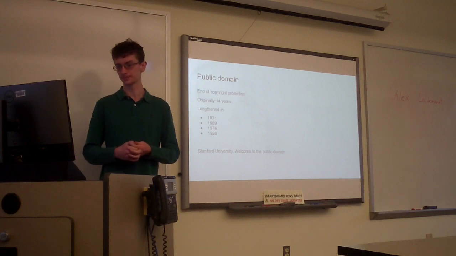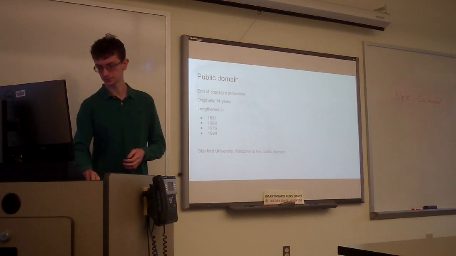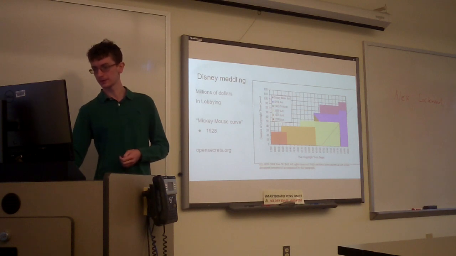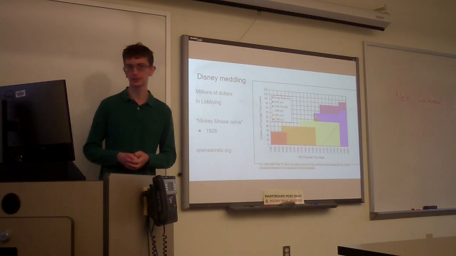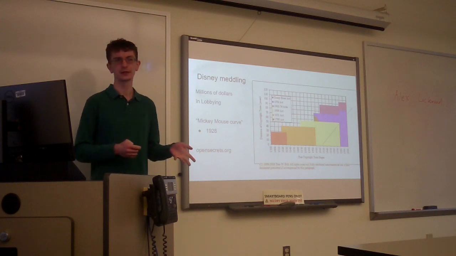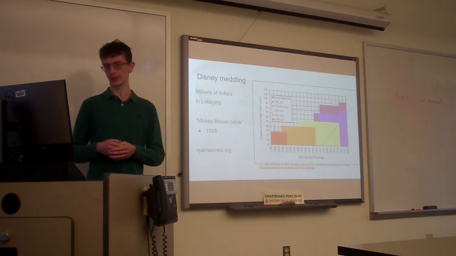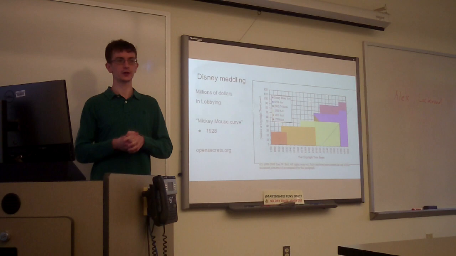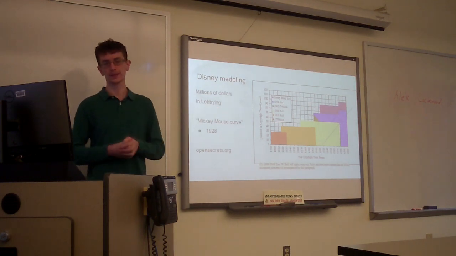Like I said before, when it was first written way back in the day, it provided 14 years of protection. And it has been lengthened several times since then. This graph here shows when it has been lengthened. It was lengthened in 1790 to 28 years, and then again in 1831, and so on and so on. And what's interesting is these extensions have all been retroactive. So when they were put in place, works that were about to enter the public domain got that deadline pushed back.